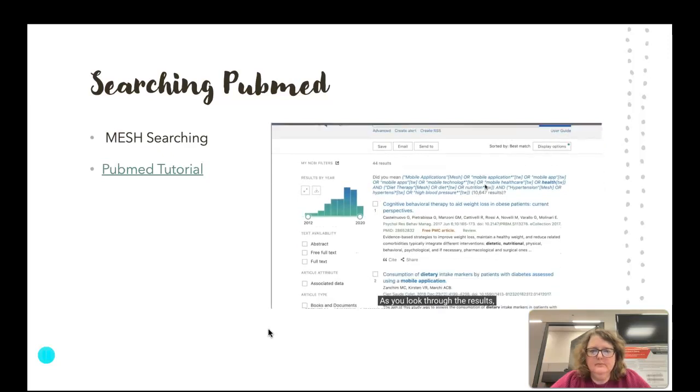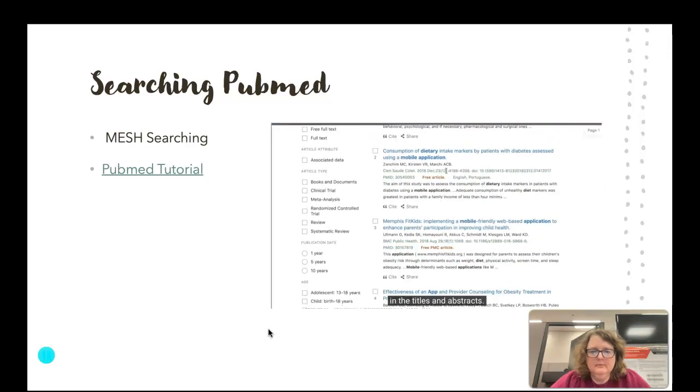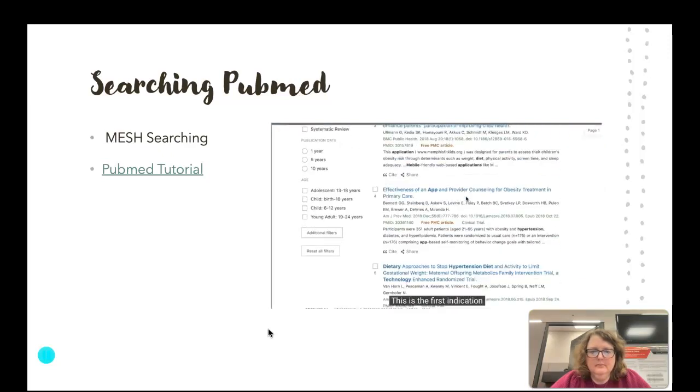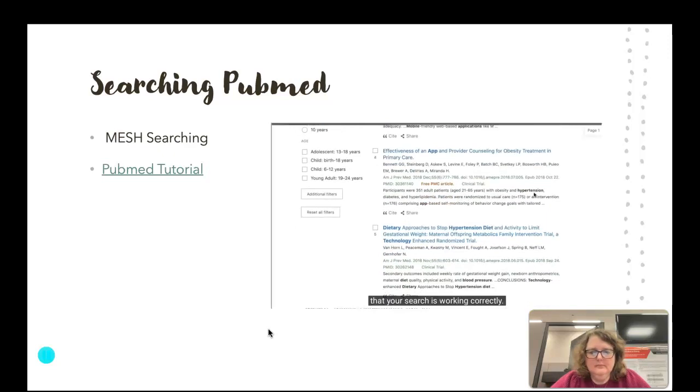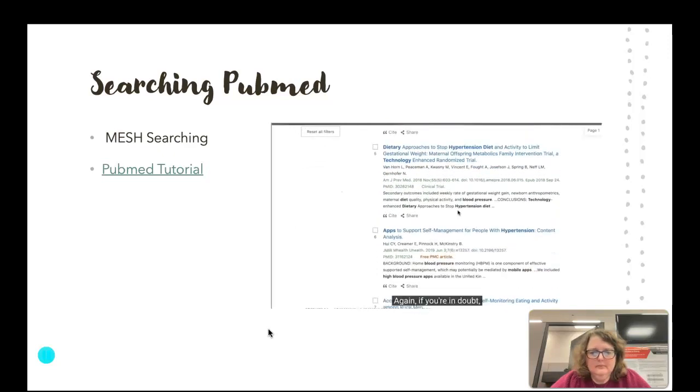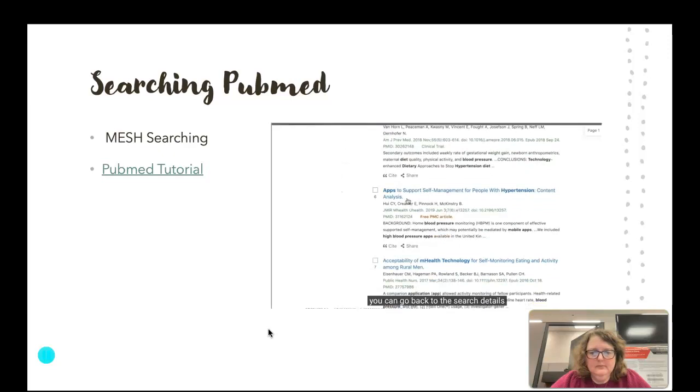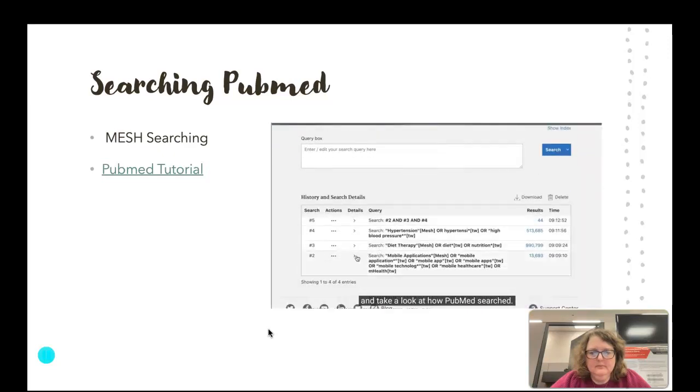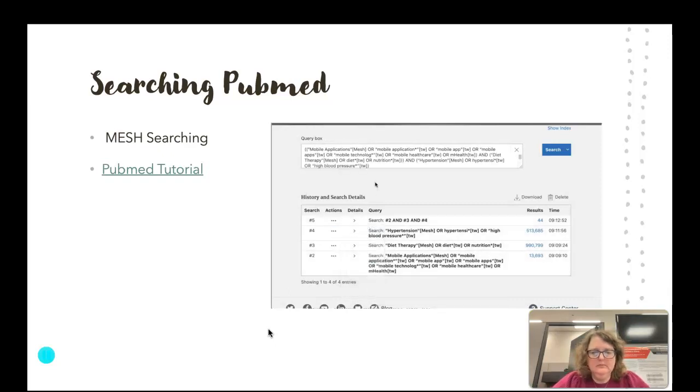As you look through the results, you should see your terms appear in the titles and abstracts. This is the first indication that your search is working correctly. Again, if you're in doubt, you can go back to the search details and take a look at how PubMed searched. If you don't like using the set numbers, you can click on the 3 dots next to each set and click on the Add Query link for your first concept. Then for each set afterwards, you'll click on the Add with And link.